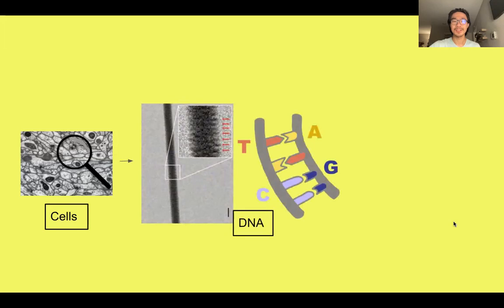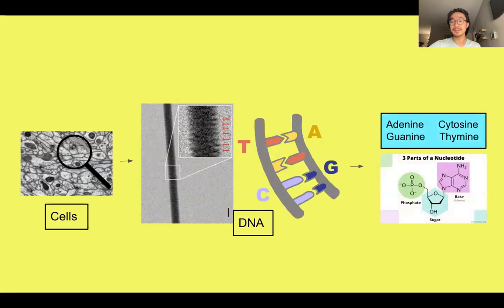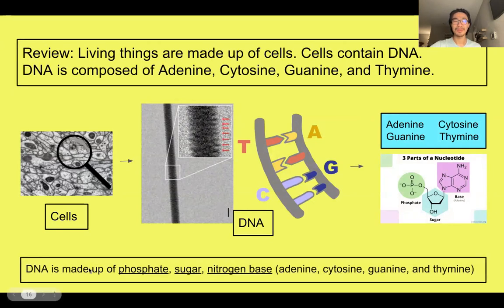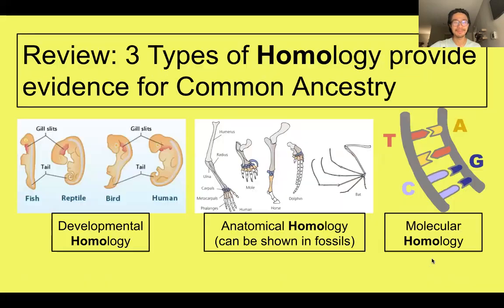Quick review. Cells. Zoom into a cell, you find DNA. DNA has different letters. Each one of these letters is a nucleotide. One nucleotide is made up of three parts: phosphate, sugar, and base. The base can be any one of these four: adenine, guanine, cytosine, or thymine, which allows you to end up with four types of nucleotide. So that's what I just said up there. And we also know that DNA is made up of phosphate, sugar, and nitrogen base. There's four nitrogen bases: adenine, cytosine, guanine, and thymine.